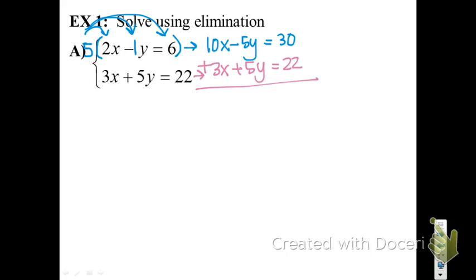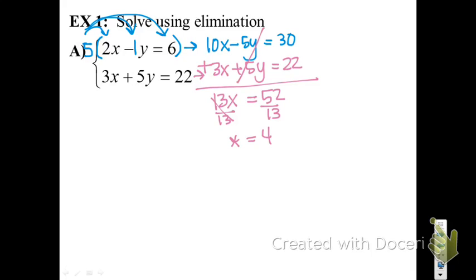A 10x plus a 3x gives us 13x. These two will subtract out, or they eliminate themselves, and then we get 30 plus 22 over here to give us 52. To solve this, we divide by 13 on both sides, and x equals 4. So we have half our answer.